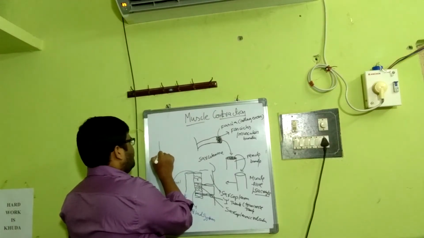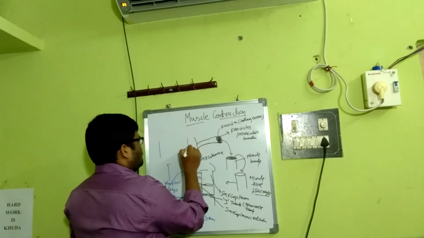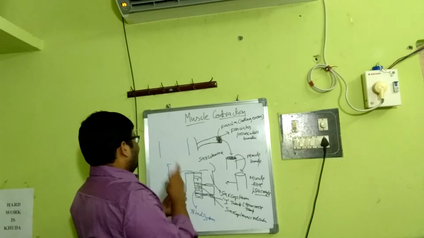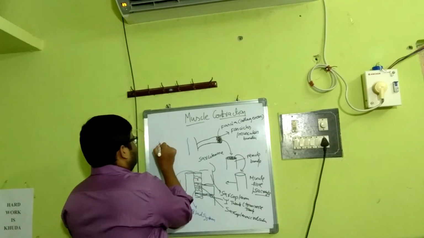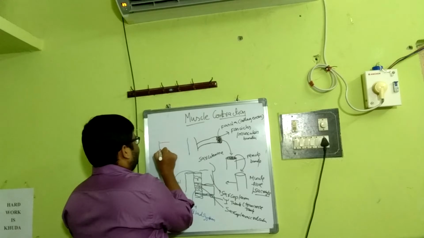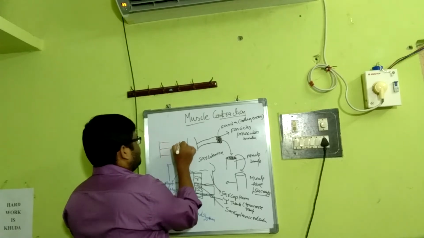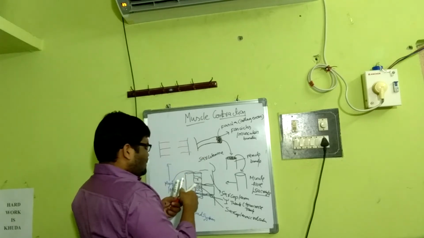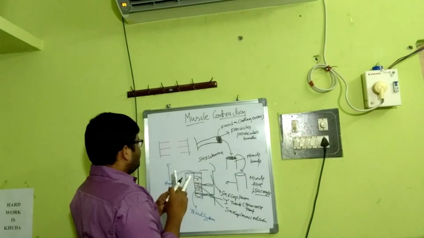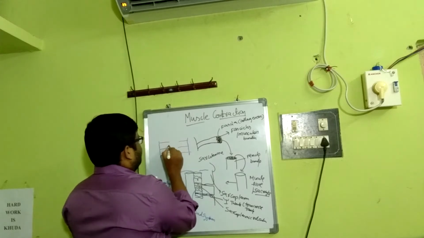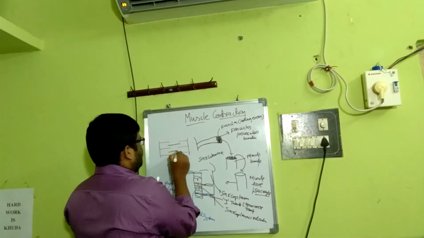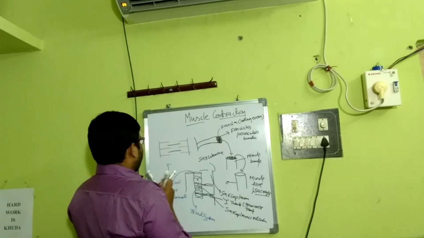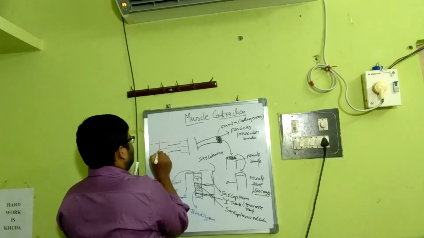This myofibril consists of alternate light and dark bands. Light bands are otherwise called thin filaments or actin filaments. Dark bands are called myosin. And this is the Z line, and the H line.